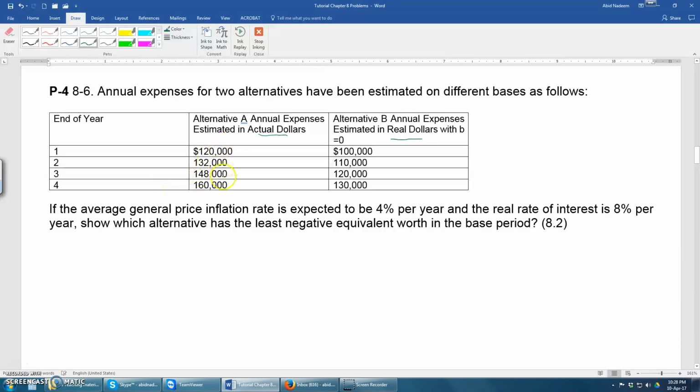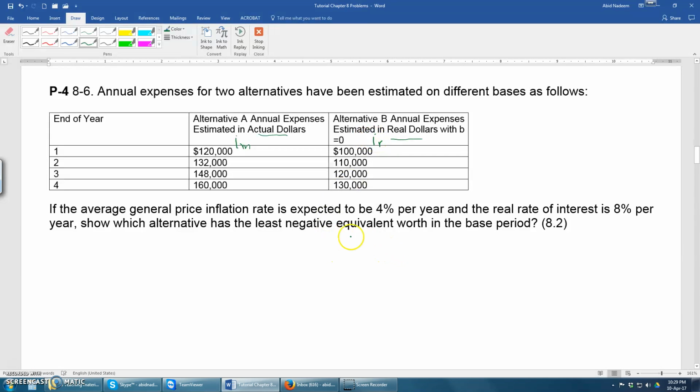If we want to find the present worth of these expenses, I can use the present worth equation for each of these alternatives. These are irregular values, so you can use the P over F factor for each. But before I can use the actual dollars, I need to use the proper interest rate. Since these are actual dollars, we will use the market interest rate, and for the real dollars we will use the real interest rate.